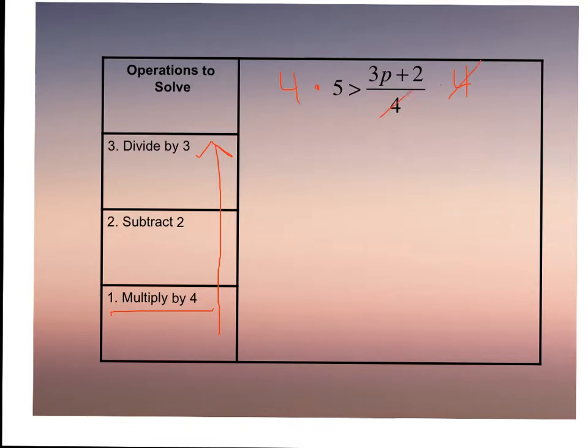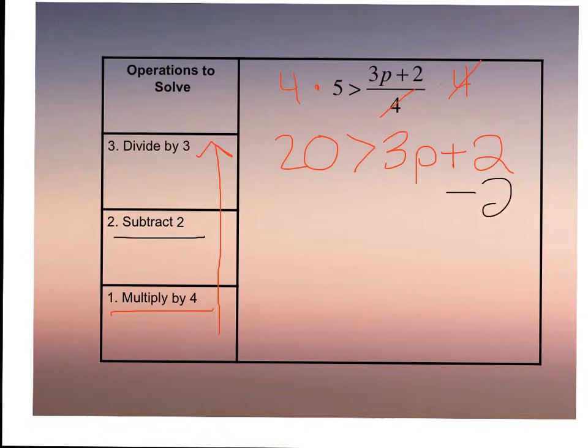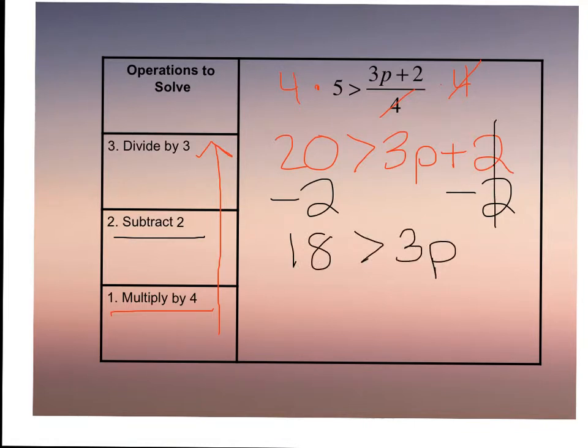The 4's are going to reduce to 1 on the right-hand side, and then 4 times 5 is going to give us 20, which is greater than 3p plus 2. Next step, we are going to subtract 2 from both sides, and I get 18 is greater than 3p, and these 2's reduce to 0. The last step is to divide both sides by 3. Since we're dividing by a positive number, I don't need to worry about switching my inequality symbol. So I get 6 is greater than p.